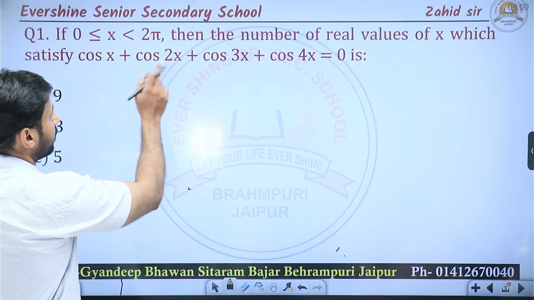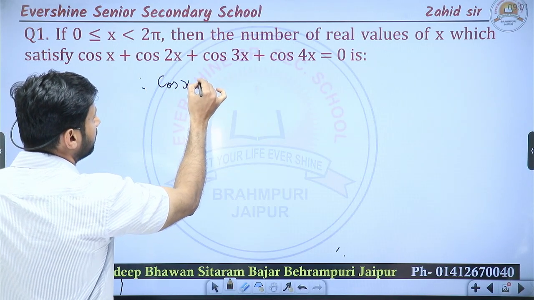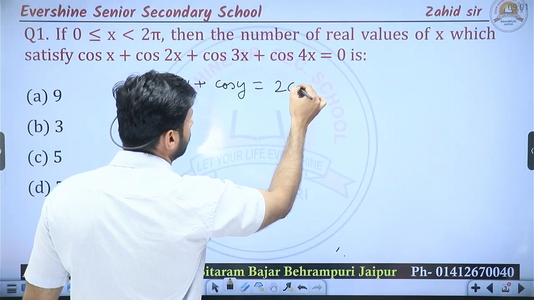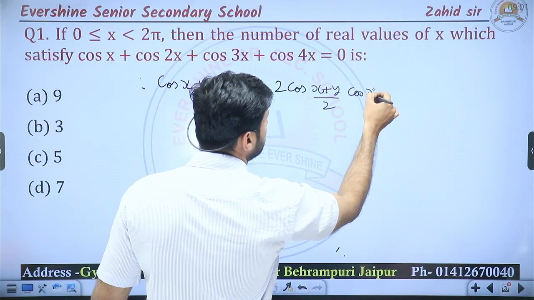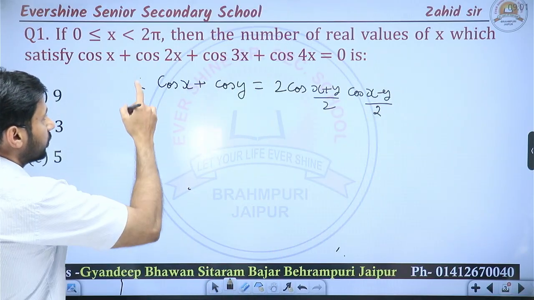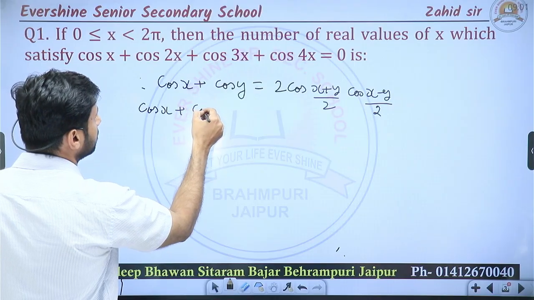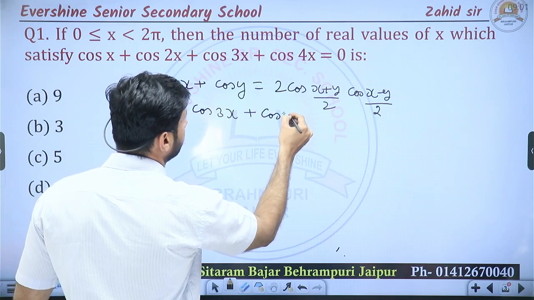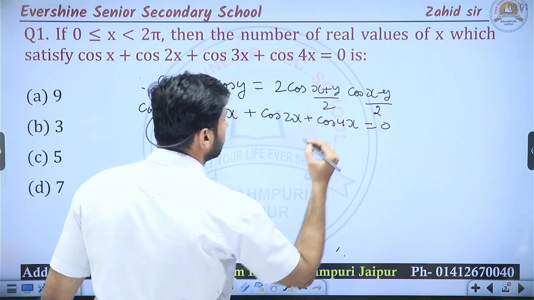So now here we have an identity of cos x plus cos y. It is equal to 2 cos (x plus y)/2 cos (x minus y)/2. So we will use this identity over here. Now I can rearrange them. So first I'm taking cos x with cos 3x, and cos 2x with cos 4x. It is given 0.